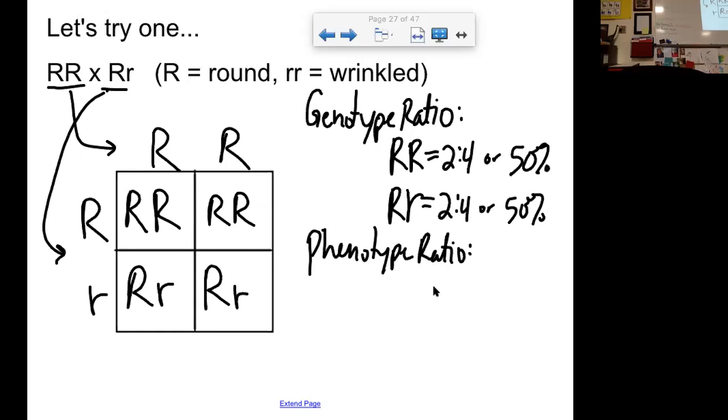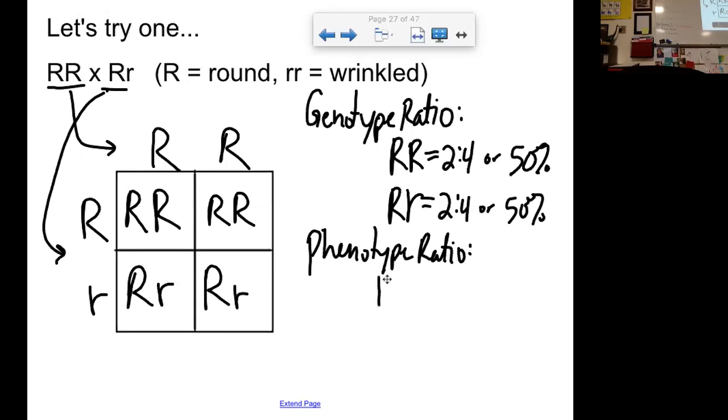So what are the 2 different phenotypes in this pea plant here? Round or wrinkled. Now let's take a look at the outcome. If you have a capital R, you're going to be round. So is this individual round or wrinkled? Round. How about this one? Round, round, round.